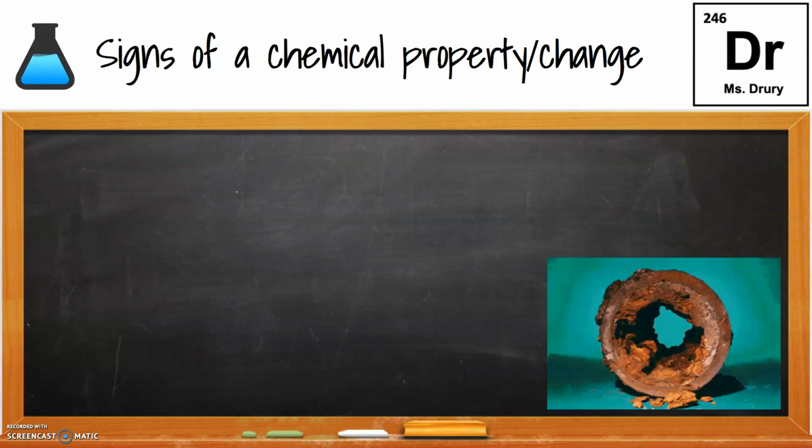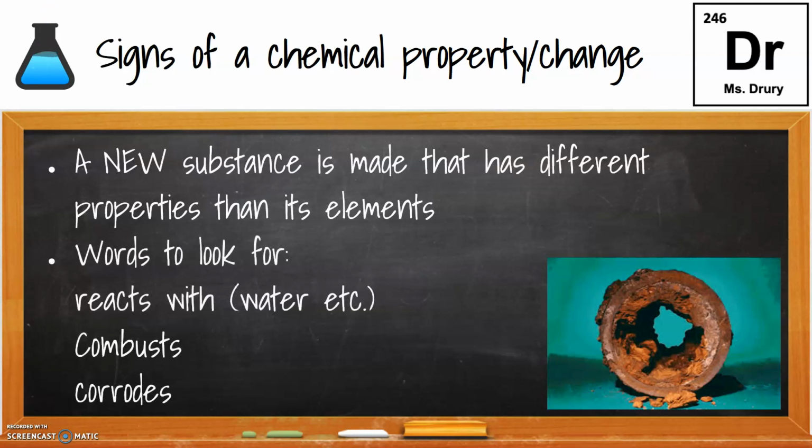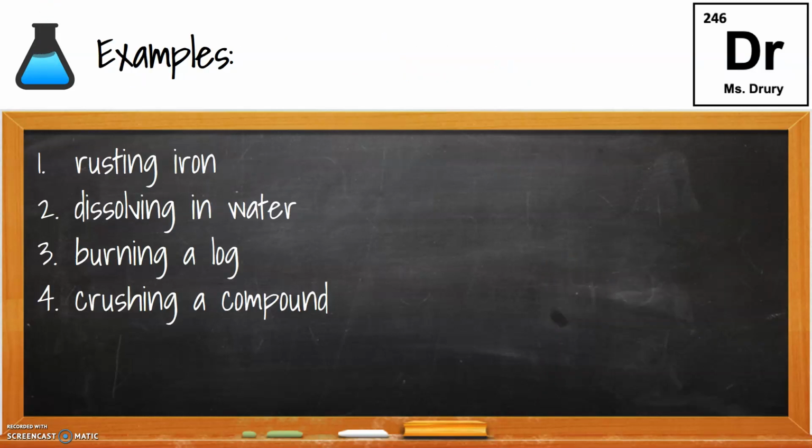That's a chemical change. And the sign of a chemical change is specifically that there's a new substance with a new name and new different properties than its original parts. So words to look for are reacts with, for example, reacts with water, reacts with acid, combusts, which is a fancy word for burns, or corrodes, which is a fancy word for rusts, like you see on the right. So rusting iron would be a chemical change.